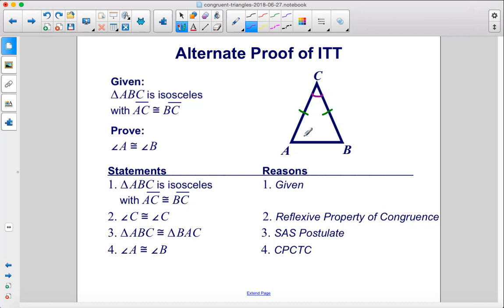Therefore, triangle ABC is congruent to triangle BAC. See, there's two triangles here in different directions. Because of the side angle side postulate, we know that they are congruent to each other. Therefore, A and B are congruent because CPCTC.